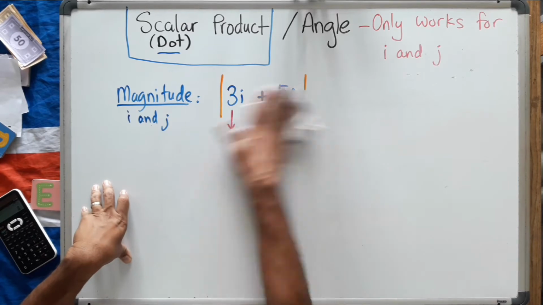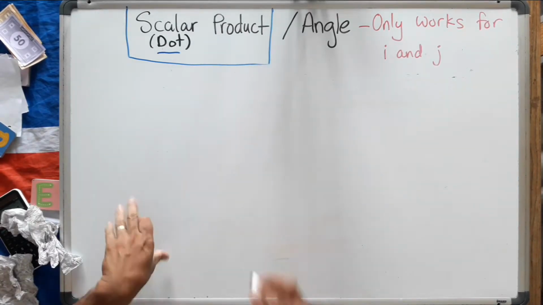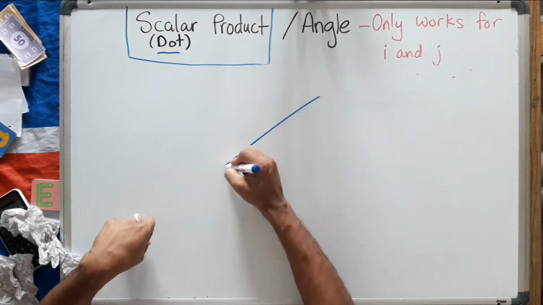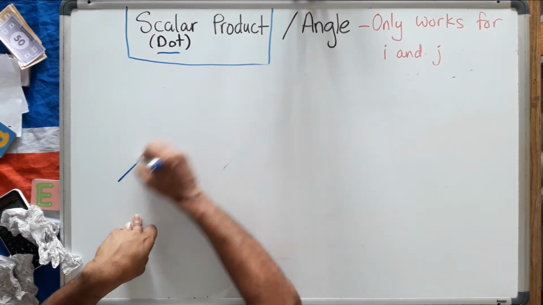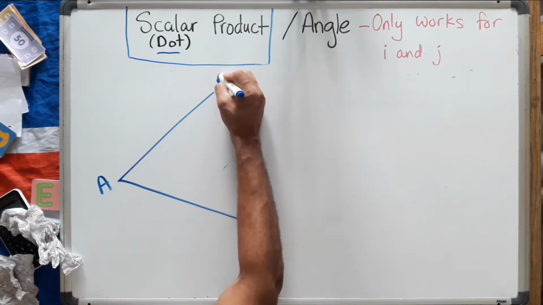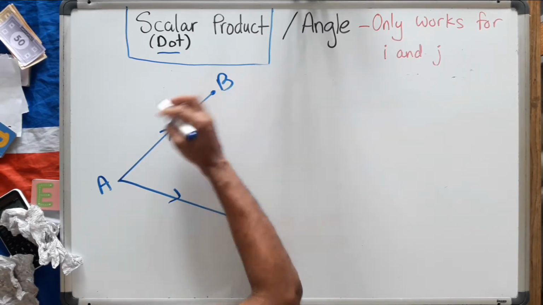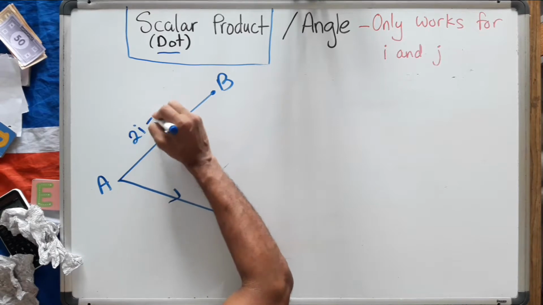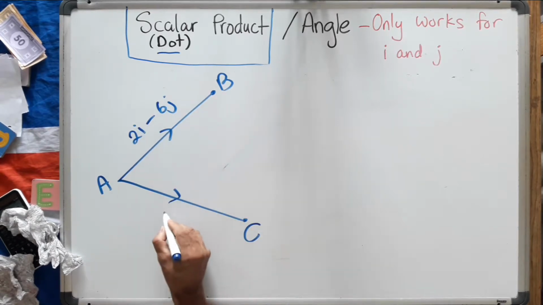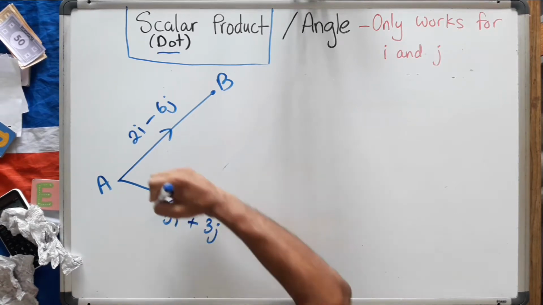So, let me show you how to find the angle between two vectors. Let's say I have a vector. Well, I should draw this on this side and do the working on that side. Let's say I have two vectors, AB, and I have a vector AC. Let's say the value of this vector is 2i minus 6j, and the value of this vector is, I shouldn't use different numbers, 5i plus 3j. Alright, well, I'll make it harder, minus 5i.